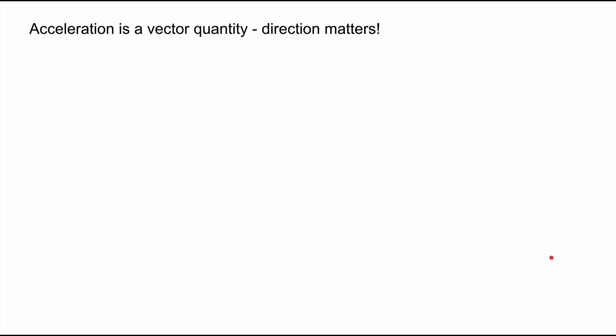The object's velocity is in the positive direction, but it's slowing down, and that tells me it's a negative acceleration. So this brings us to an important concept, which is that acceleration, like velocity, is a vector quantity, and that means the direction is very much something that matters.